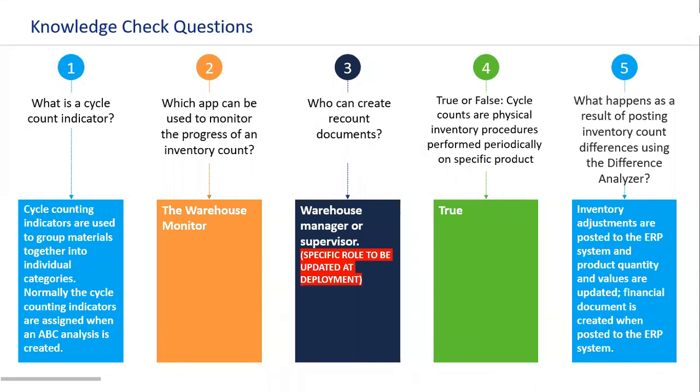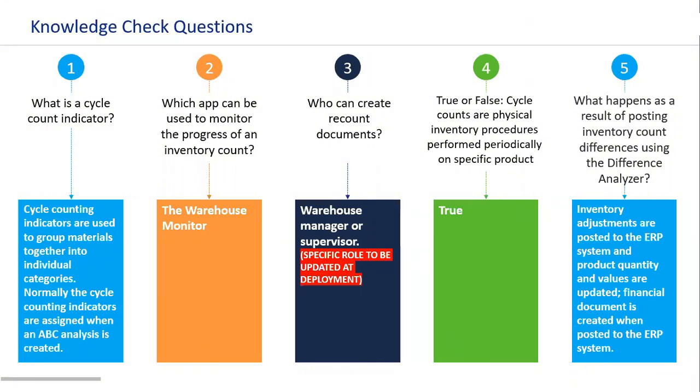So if somebody did a count and there were 100 cases on a pallet, worth £100, and they did the count and it was 90, and there was no recount needed, we were happy that was correct, it can be posted. The inventory in the warehouse will change to 90, but financially it will still have £100 worth. Once that's gone through the difference analyzer, that would update ERP and the financials.